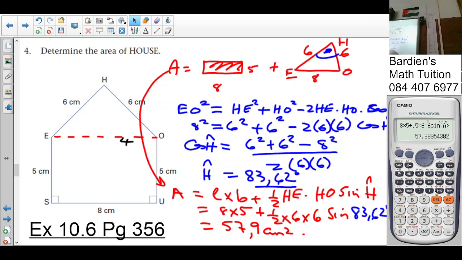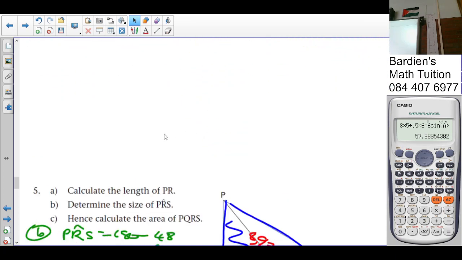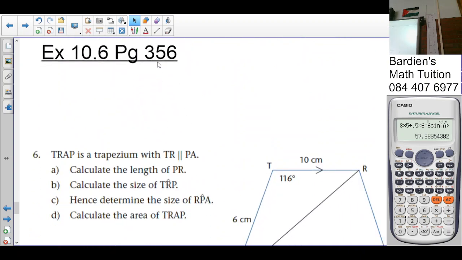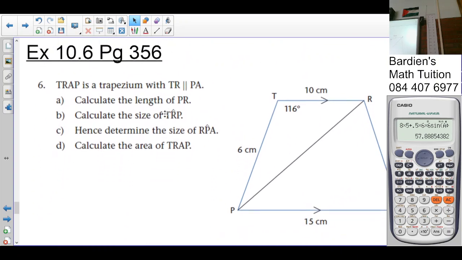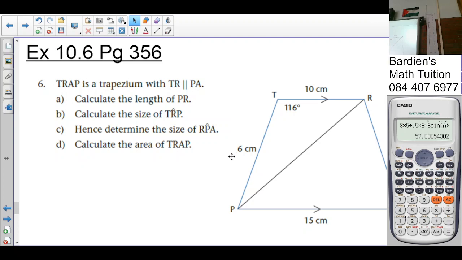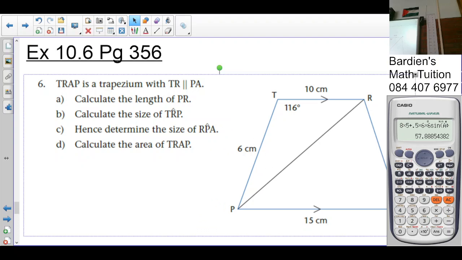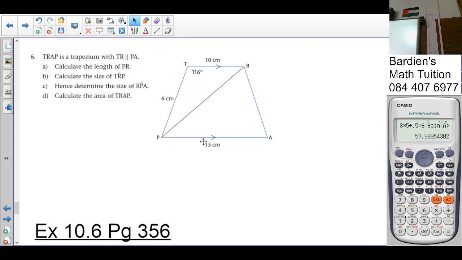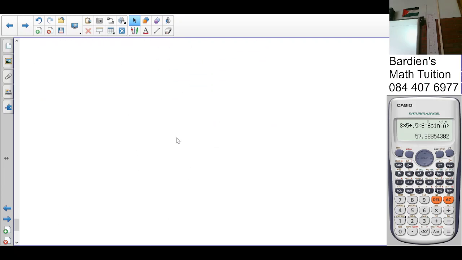Any problems with number 6? Problem with number 6, people? You don't have a problem? Don't be shy to say it if you have a problem.